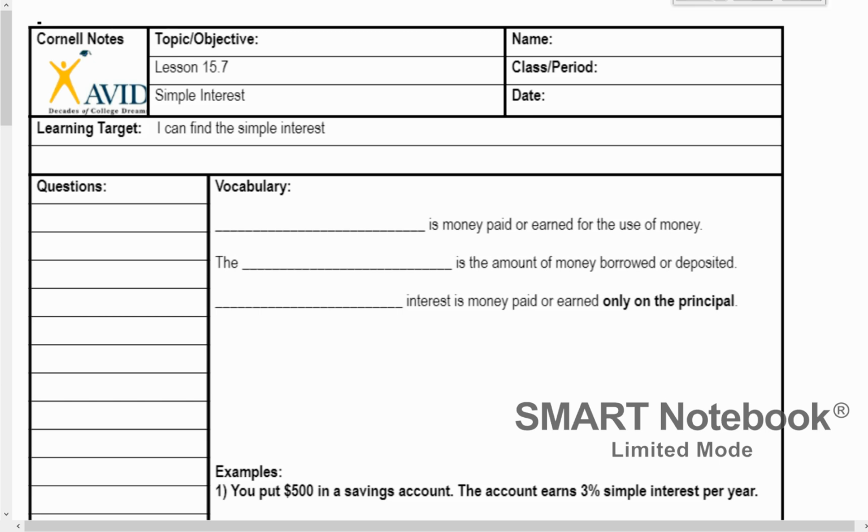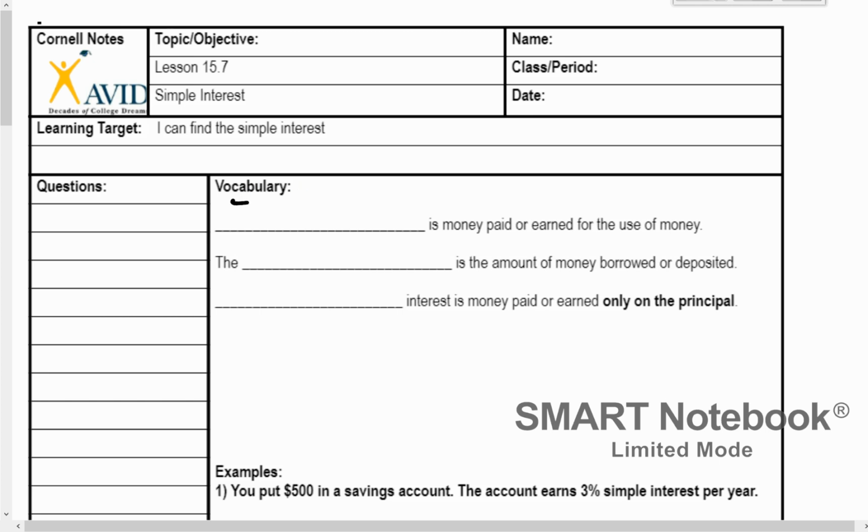Today we're going to be learning about simple interest. This is our last lesson in chapter 15. To do simple interest, we are going to use a formula, or an equation, where we plug numbers in for each part that it stands for. But first, let's start off with some vocabulary.